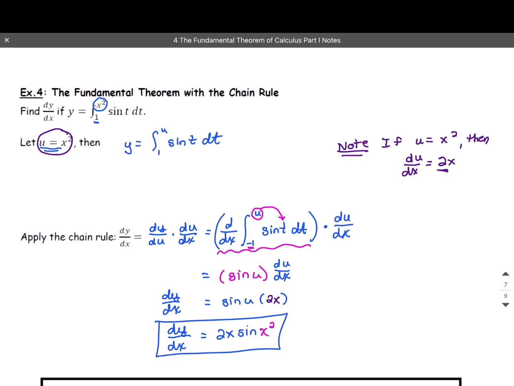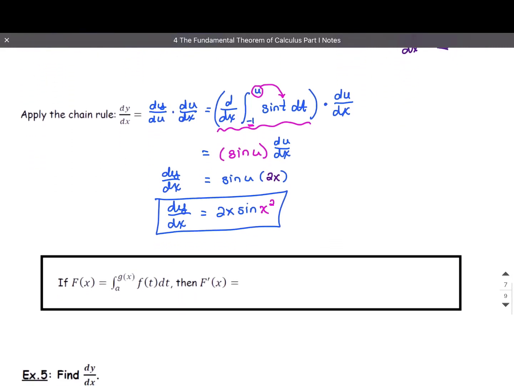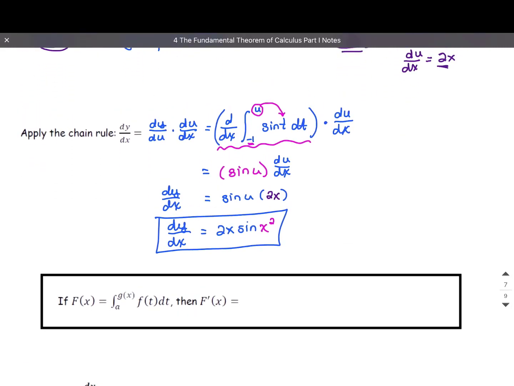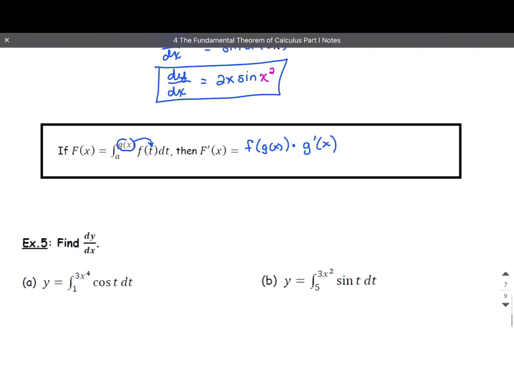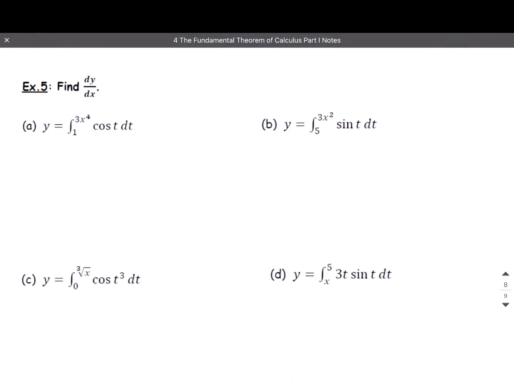Now there is a much easier way to think about doing this. Okay, what we just saw is that if we have this function F of x equals an integral from the constant a to some function of x, in our case x squared, of f of t dt, then the derivative F prime of x is f of g of x. So we're subbing this into the function inside times, do the chain rule, the derivative of the upper limit. Okay? Chain rule rules everything. So let's try this. It's not as bad as it sounds.